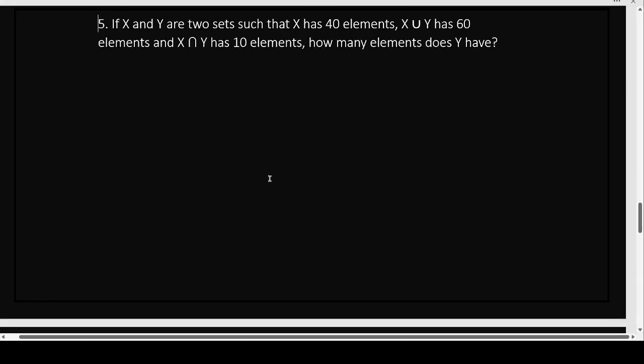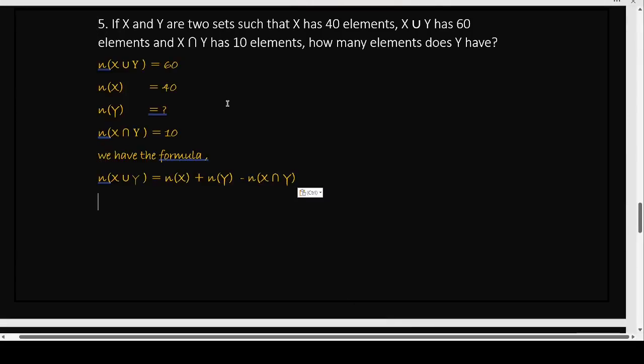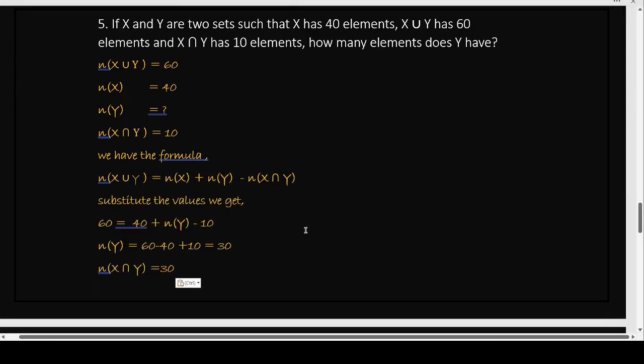We will move to the fifth question. If X and Y are two sets such that X has 40 elements, X union Y has 60 elements, and X intersection Y has 10 elements, how many elements does Y have? It is similar to the previous problems. We will write down the values given in usual set notation. After writing down all the values, we use this formula, substitute the values and get the result. This X intersection Y is 30.